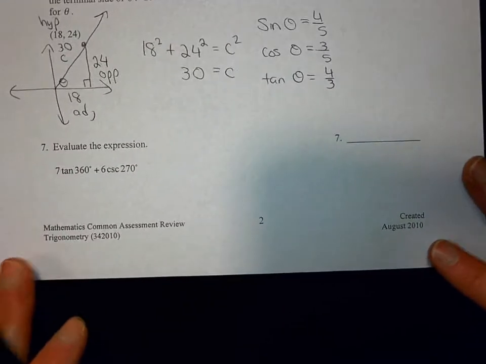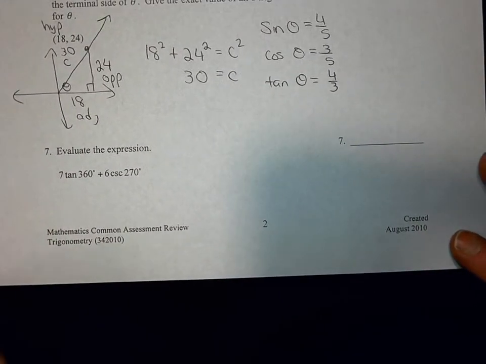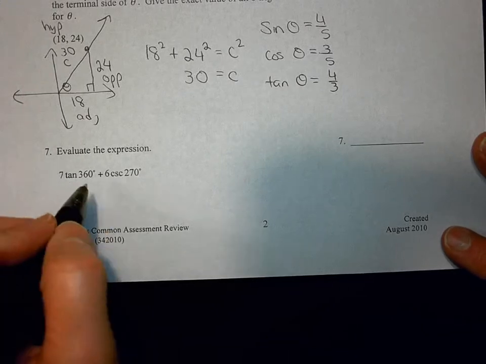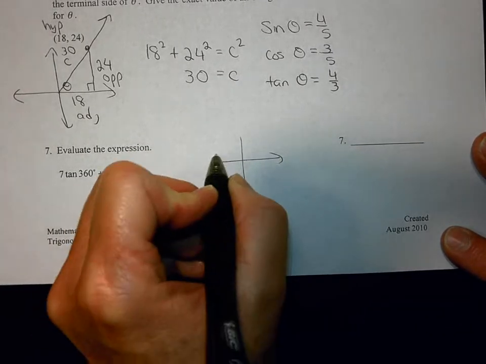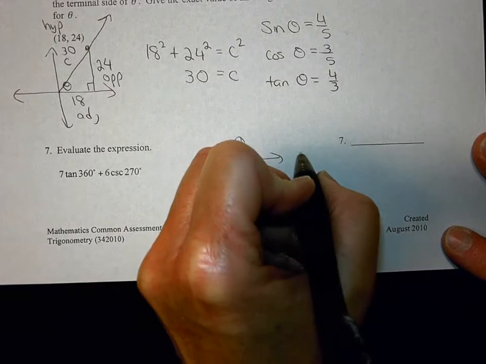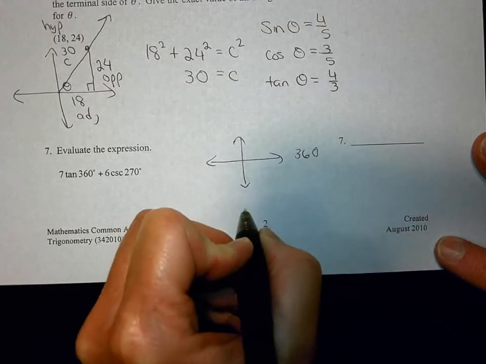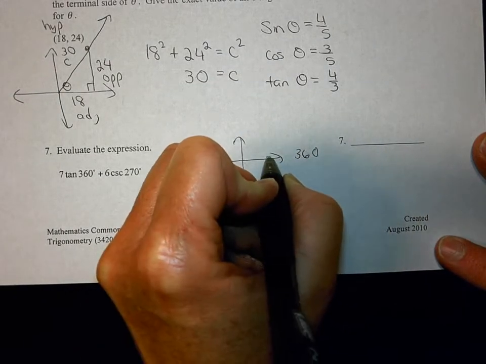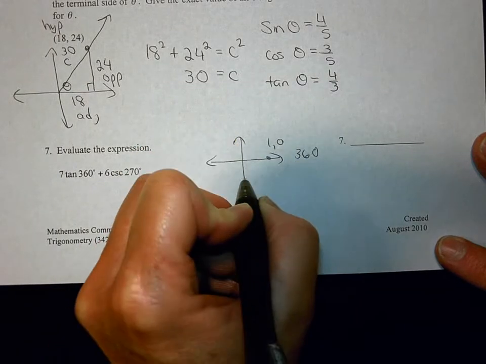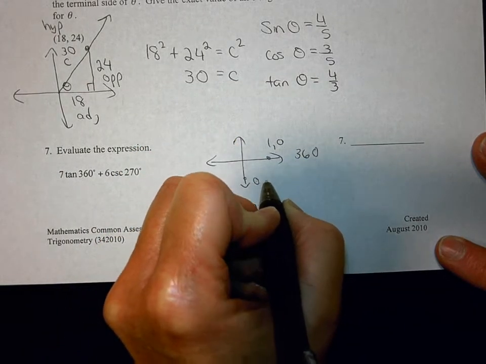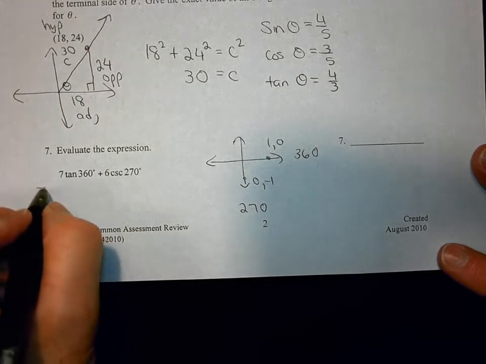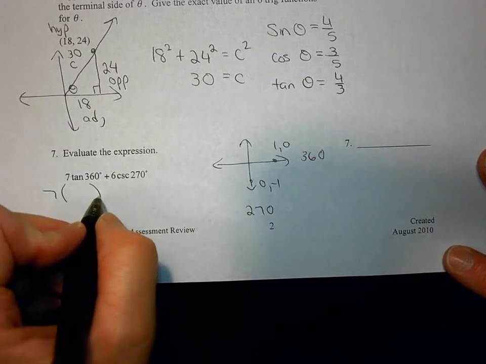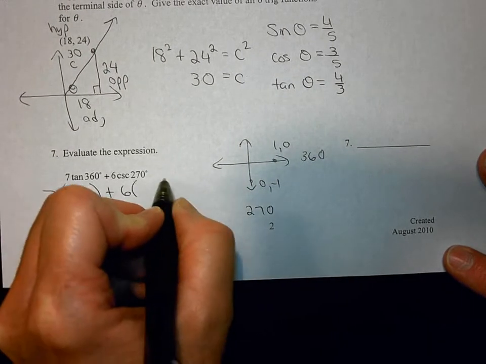Okay, evaluating number 7. We need to know where these pieces are on our coordinate plane. Okay, 360 is here, 270 is here on a unit circle. This is 1, 0 on a unit circle. This is 0, negative 1. So 7 times the tan of 360 plus 6 times the cosecant of 270.